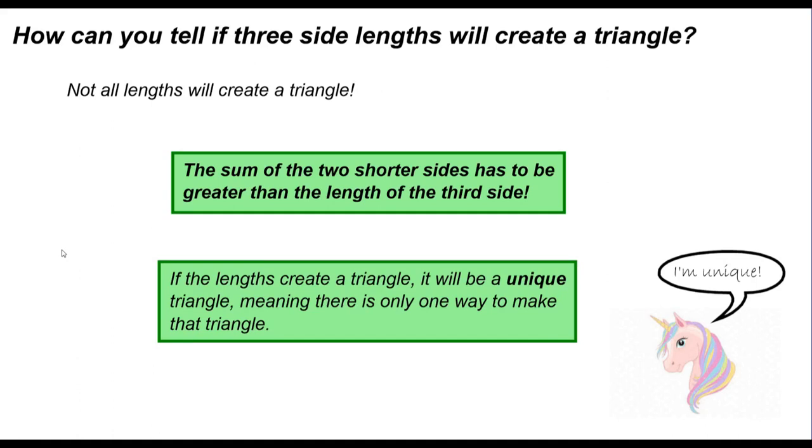Well, what we have to look at is the lengths of the two shorter sides compared to the longest side. And the sum of the two shorter sides has to be greater than the third side. So if I add the two short sides together and it's longer than the third side, then it will create a triangle. Pretty easy to do that. So let's take a closer look at how that works and what that means.